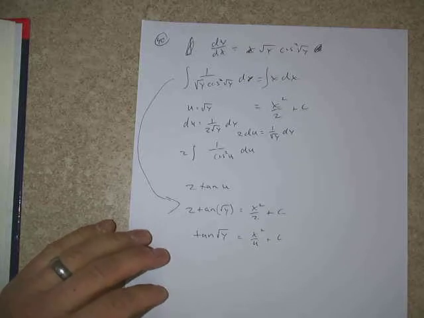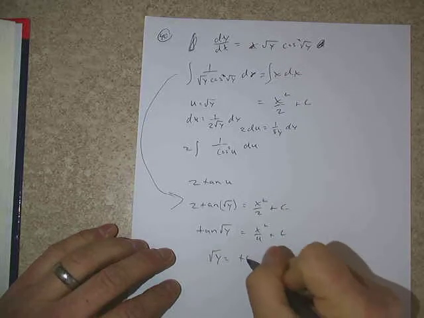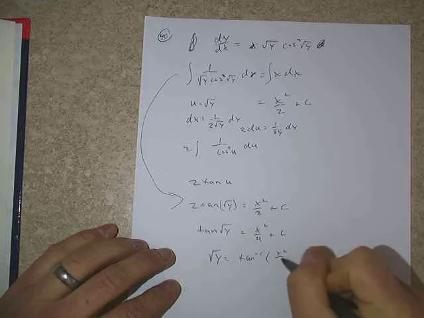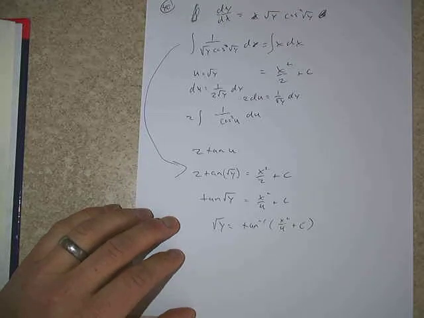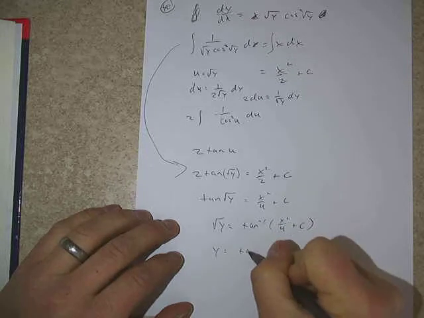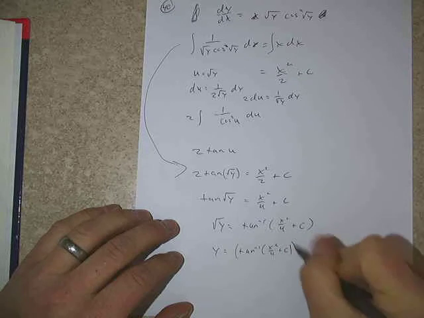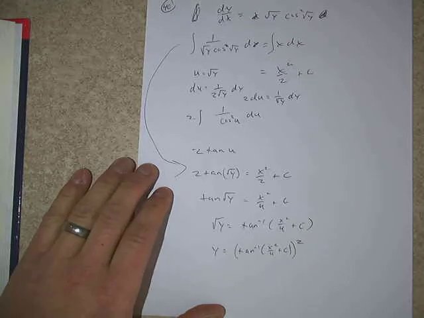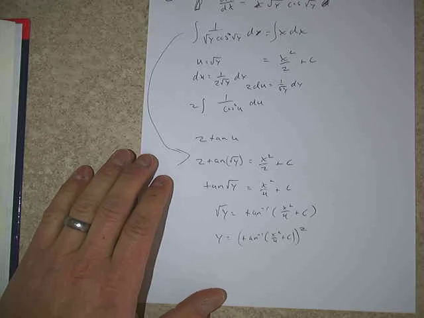A constant. Okay. And then from here I want to take tangent inverse of both sides, so I'd have radical y equals tangent inverse of all that stuff. And the final step would be to square it. So we'd have y equals tangent inverse of x squared over 4 plus c, all squared. And with that, we will have successfully solved that separable differential equation.